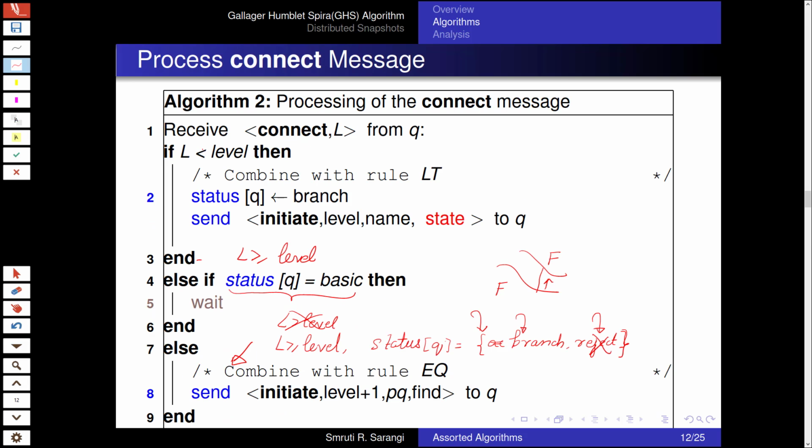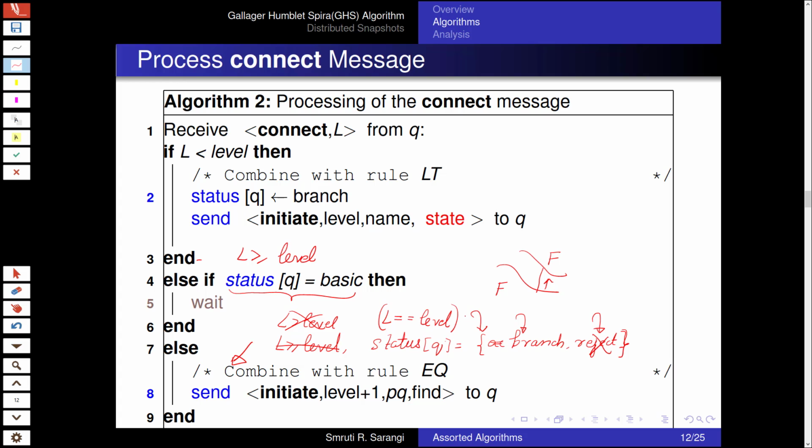So in this case, if L is greater than level, then no prior communication would have been initiated, in the sense that an accept message would not have been sent. This means that this branch would not have been chosen, and definitely a connect message would not have been sent along this branch. So even L greater than level will not happen. The only choice we are left with is that the status is a branch, and furthermore L is equal to level. Nothing else is possible. Given that, we see that the EQ rule holds in this case.